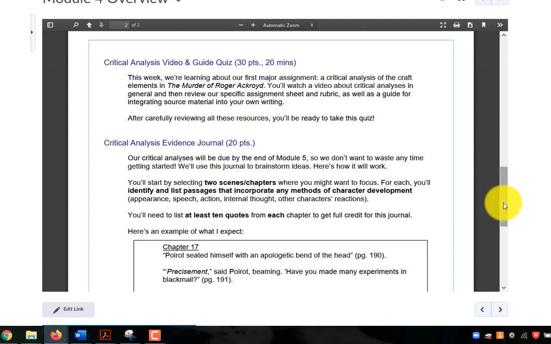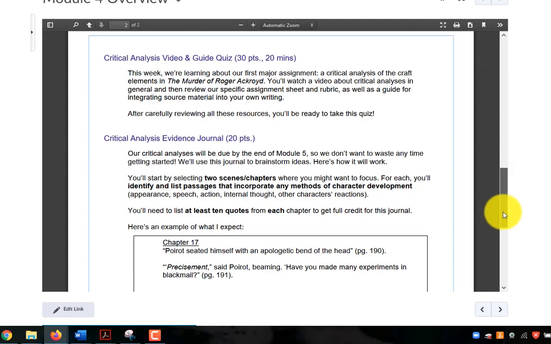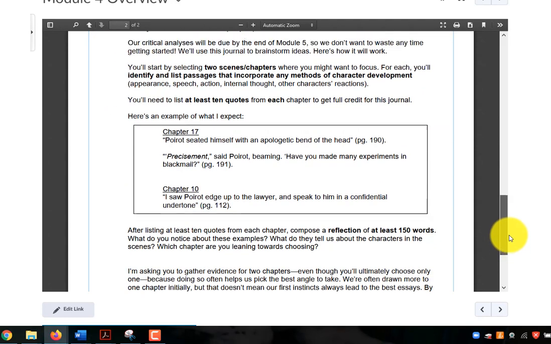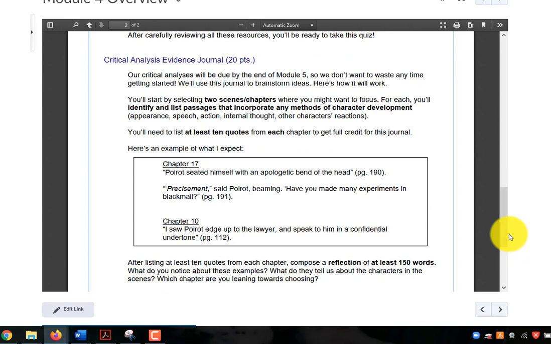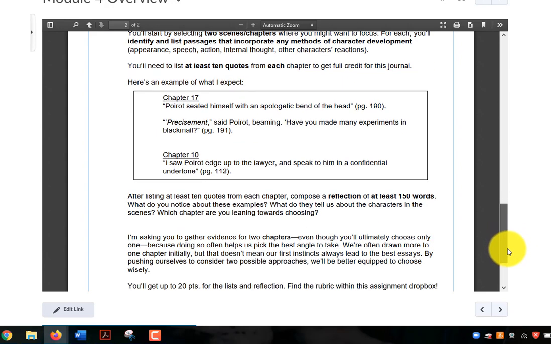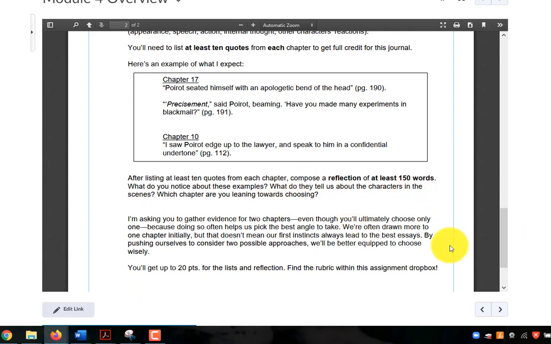You're going to take a quiz on all that just to make sure you understand the assignment, and then also do an evidence journal, which is a step of brainstorming. I'm asking you to pick a couple of options for what you might do your essay on, and then gather quotes. Remember that after you gather the quotes, you are going to write a reflection. I'll let you read the directions on your own, but there is a reflection along with the gathering of evidence. That's just to get you to start thinking about this essay because it is going to be due soon. So we don't want to wait to get started.